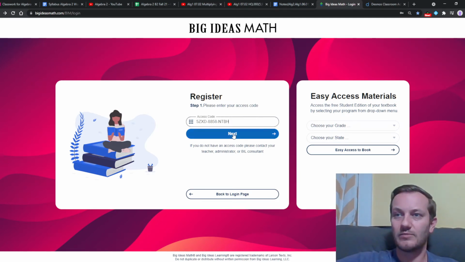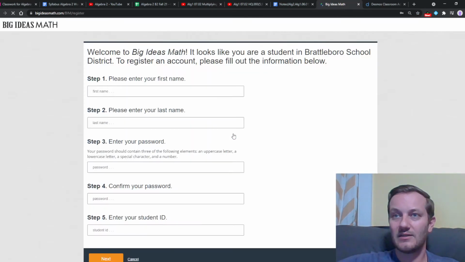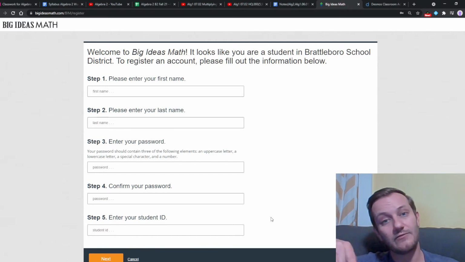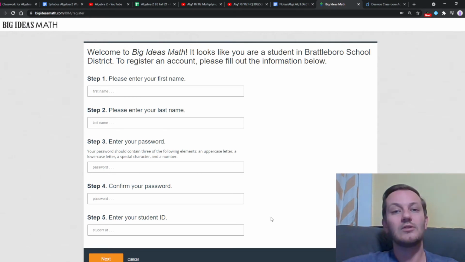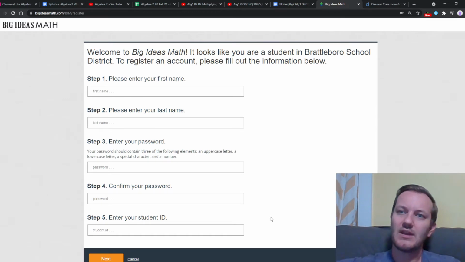So I hit next, and then you enter your name, come up with your own password, and confirm said password. Your student ID, they've actually gotten a little bit pickier about that lately. You can find it if you log into PowerSchool, right next to your name. It's like 5 to 8 digits, I don't know. But yeah, and so you'll be able to log in.